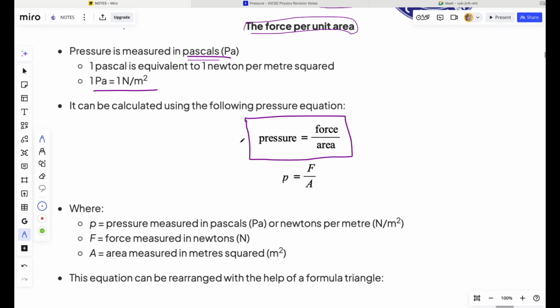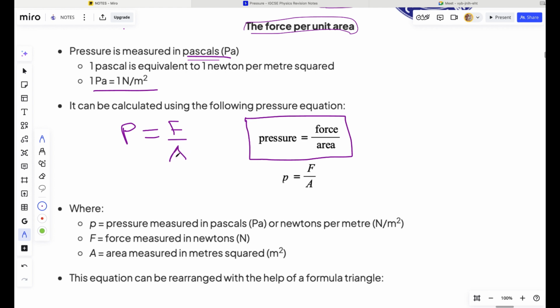If you wear sneaker shoes, the pressure exerted on the ground is lesser than the pressure exerted by high heel shoes from the ladies. Because pressure is inversely proportional to area. Pressure is directly proportional to force. So if you want a greater pressure, you increase the amount of force, because pressure is directly proportional to force. But you decrease the area.